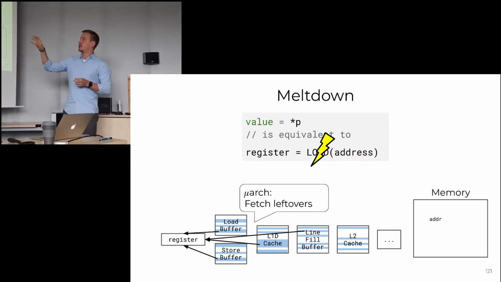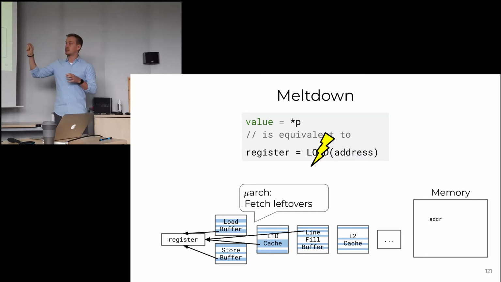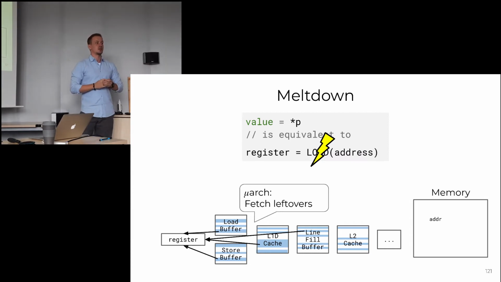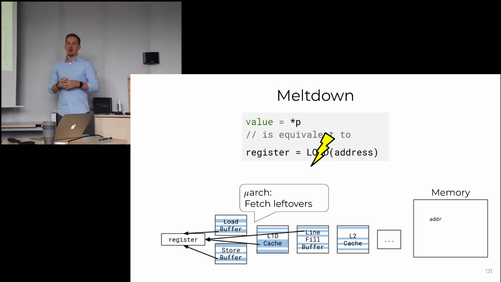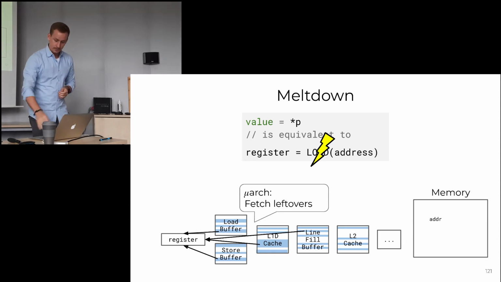So it will see that the load is faulting, and it will just fetch something from one of these buffers. And note that this leftover data is not necessarily related to this load. It could be some stale data from a different process using this shared resource. It could be data from another load that has been executed previously. It's not necessarily related to the correct data being loaded here.